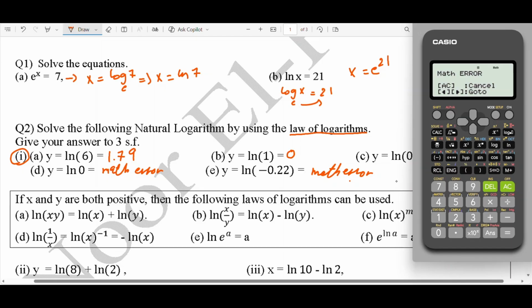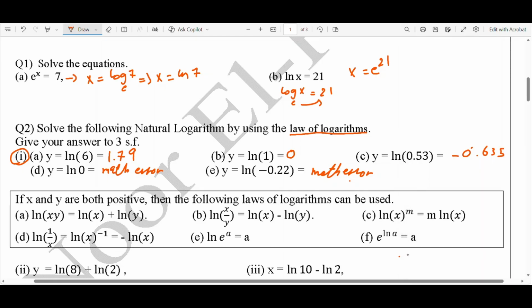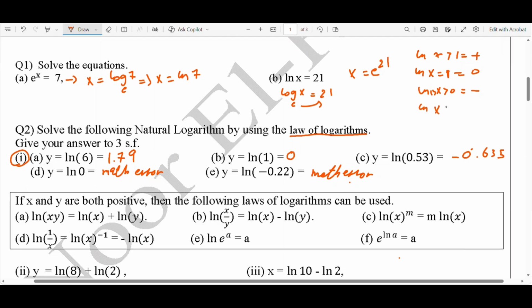Excellent. So the rules we applied for log also apply for ln. For ln x, if x is greater than 1, I will have a positive answer. If x equals 1, the answer will be 0. If x is less than 1 and greater than 0, I will have a negative value. But if x is less than or equal to 0, I will have a math error.